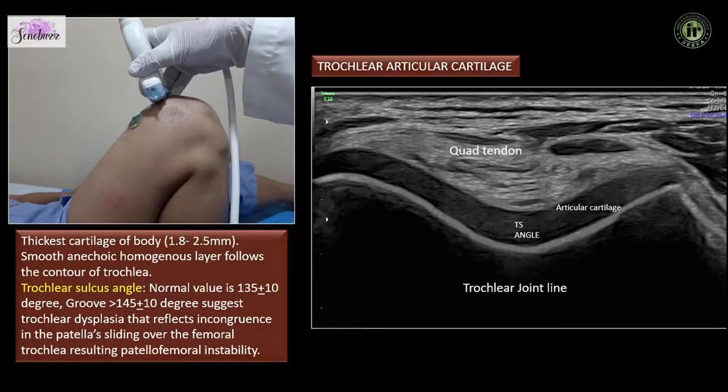Knee fully flexed, putting the probe in slight posterior oblique orientation, we can see the smooth anechoic homogeneous layer of trochlear articular cartilage that follows the contour of the trochlea. And we can even measure the trochlear sulcal angle. If it is more than 155 degrees, it suggests trochlear dysplasia, and that can result in patellofemoral instability.